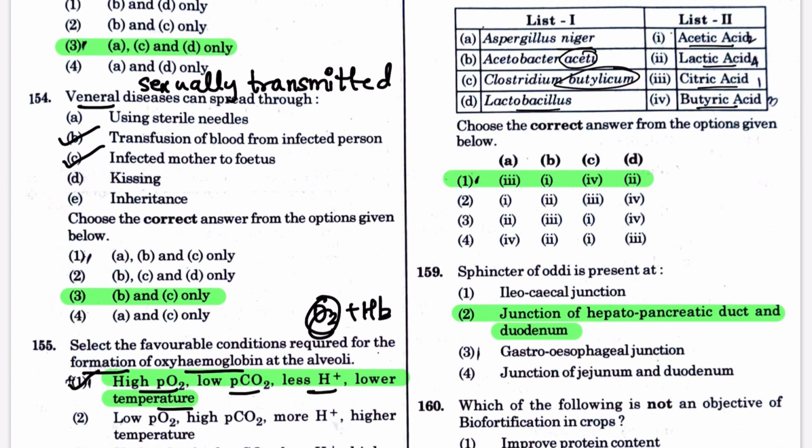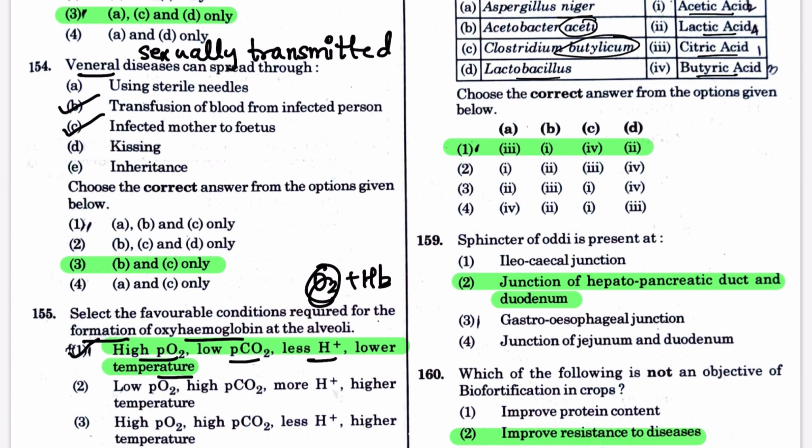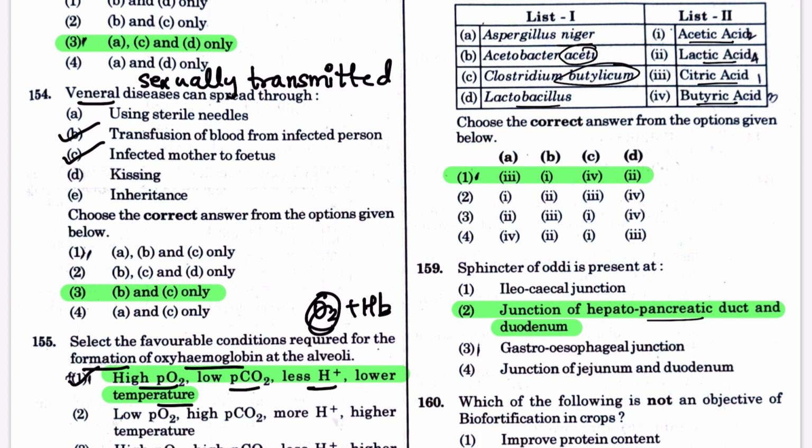So 159, sphincter of Oddi is present at. Okay, it is present between the hepatopancreatic duct. This duct is being joined by the liver and pancreas, and also into the opening of duodenum. Between these two, you have the sphincter of Oddi.